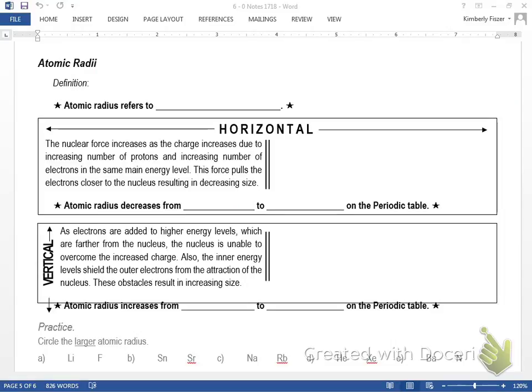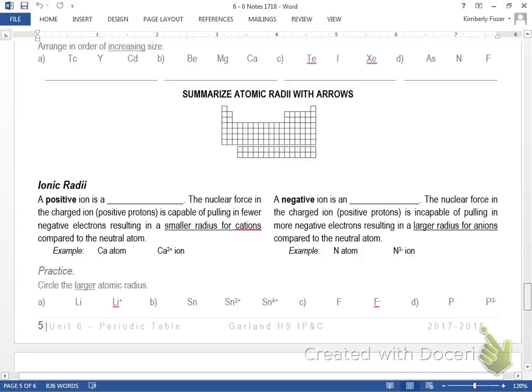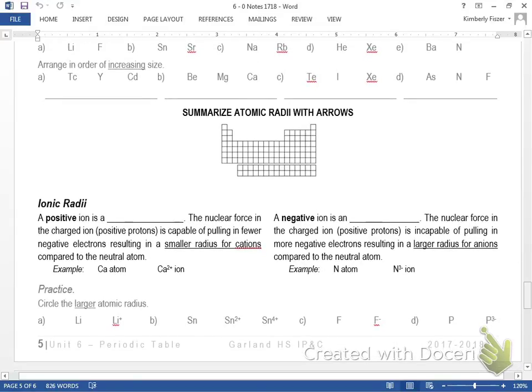Underneath, we've got arrange in order of increasing size. So now I have to find 3 elements. I want you to find technetium, yttrium, and cadmium. Can you find technetium, yttrium, and cadmium? Please find technetium, yttrium, and cadmium.